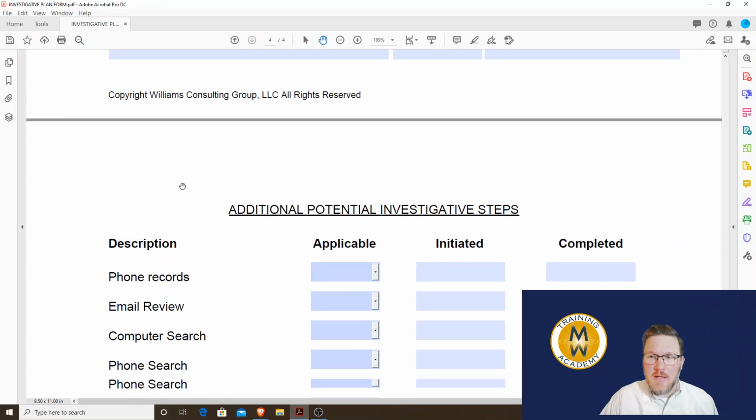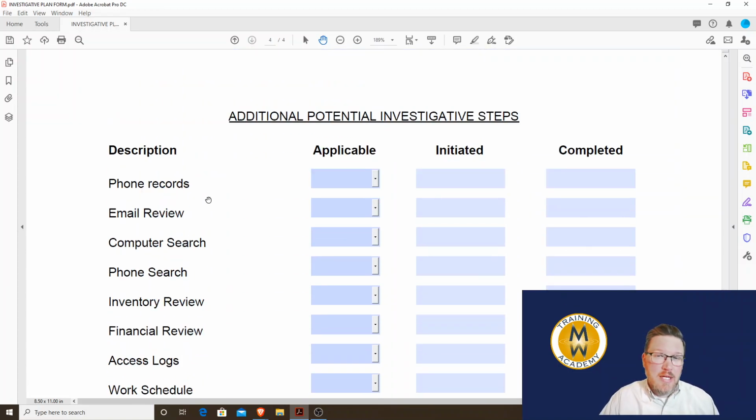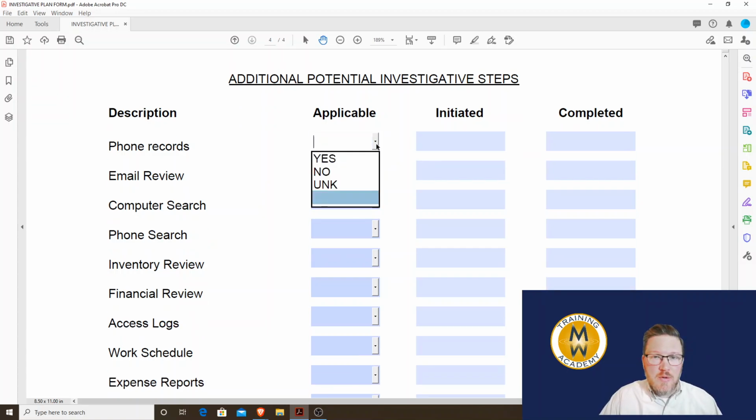That's that page. The next page are potential investigative steps. Not every one of these will apply to every case, so that's why you can go in and click yes, it applies, no, it doesn't, or it's unknown. If it's unknown, you should look into it and update it with yes or no at a later date. Initiative is when you first start looking at it. So if it's unknown, you first started looking to see if it is relevant, and then when you make that final decision or you actually complete the act is that date.